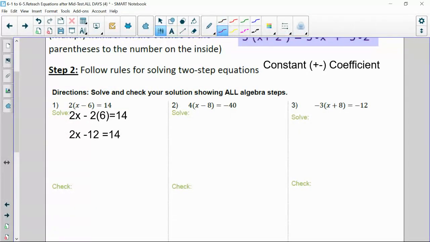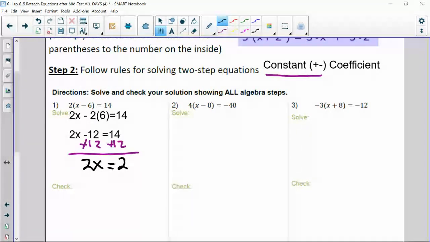Two-step equations: get rid of your constant first. If you see subtraction, what is the opposite of subtraction? To get it to cancel out. Because remember, we're trying to isolate that variable by itself. So then I really have now 2x equals 26.